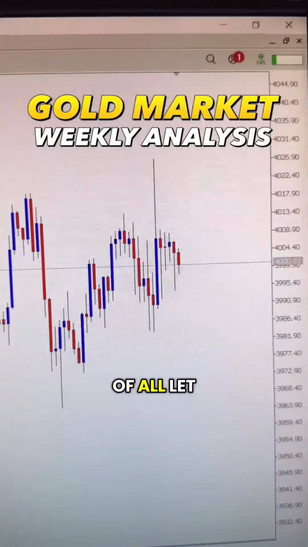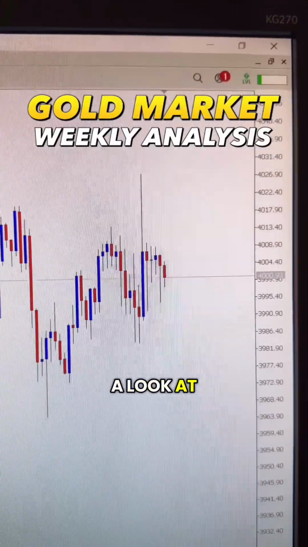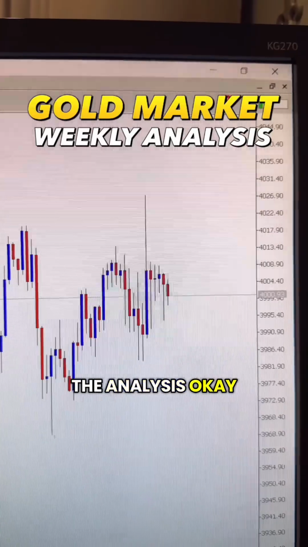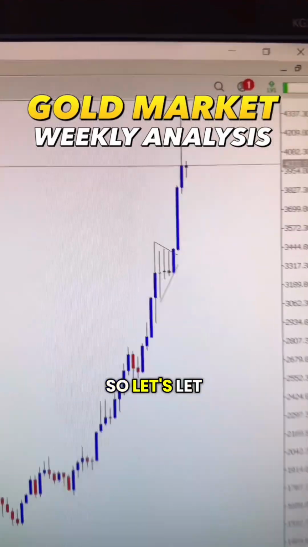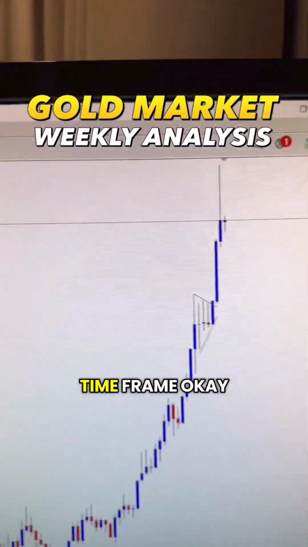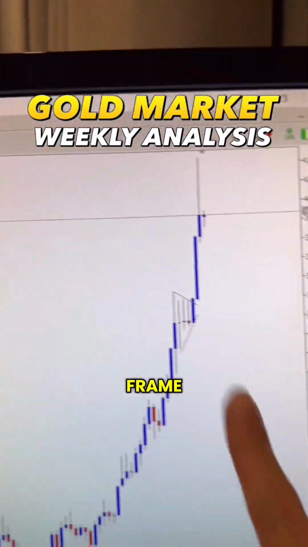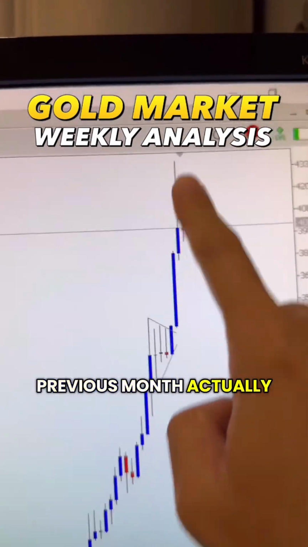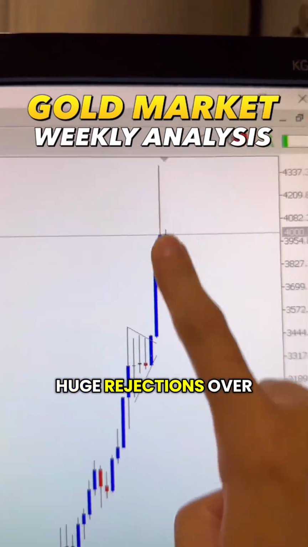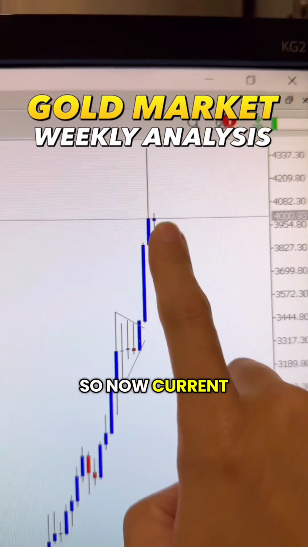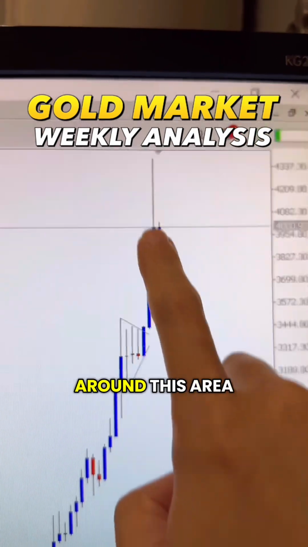First of all, let us take a look at the top-down analysis. This is the H1 time frame, so let us take a look at the monthly time frame. This one is the monthly time frame. You can see the previous month had a huge rejection over here. The current month is still floating around this area.